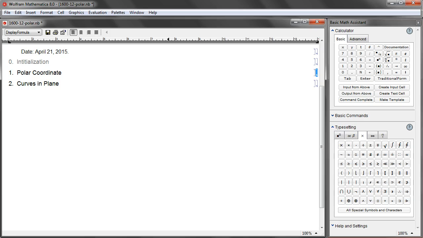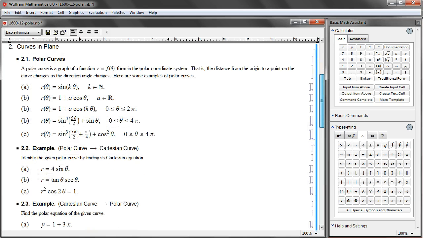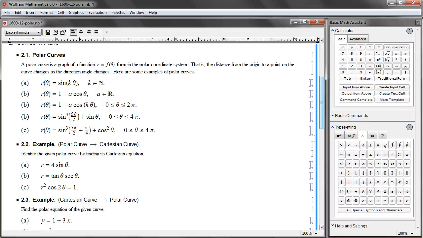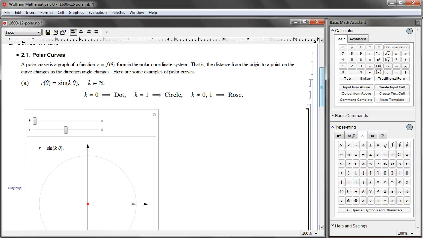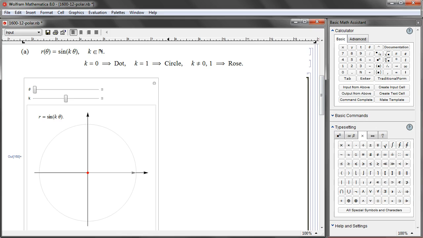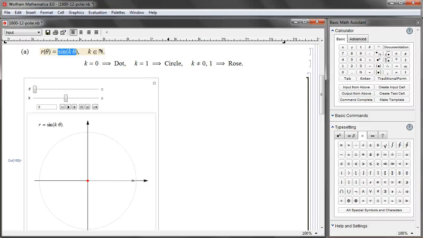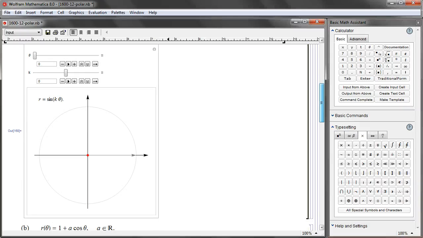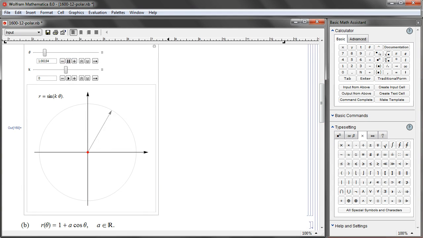Okay, let's move on to the real topic that we have to discuss. Curves given by polar coordinate. Let's discuss some curves given by r equals f of theta. Well, here's the simplest example. r is given by sine of k theta, where k is various values. When k is equal to 0, then sine of 0 theta is 0. r is always 0. In other words, we just have a dot. Well, that's not really interesting, but let me show you. No matter what direction I take, the red point is staying at the origin because r is always 0.